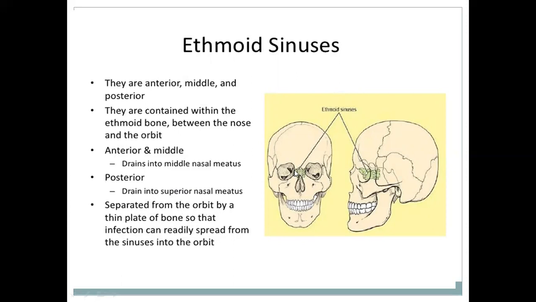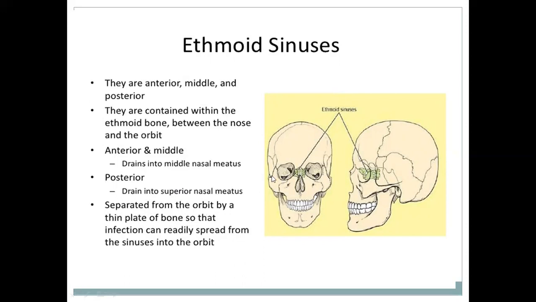So here is the thin plate. They are separated from the orbit. Whenever you have an infection of the nose, or influenza, a runny nose, it can involve the orbit as well. The orbit and the middle ear cavity are involved with the nose. So whenever you get an infection of the nose, you can have red eyes also.